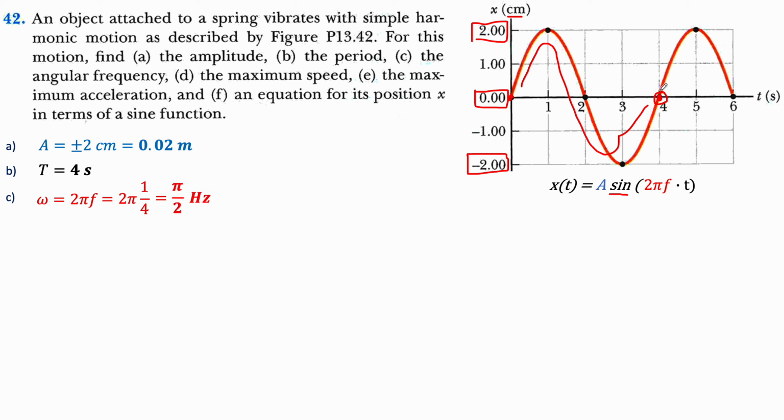And so if you solve that, you just simply get pi over 2 hertz. Yes, you could write that as a decimal, 3.14 divided by 2. But I'm going to leave it just in terms of pi, a little bit more precise in this case.